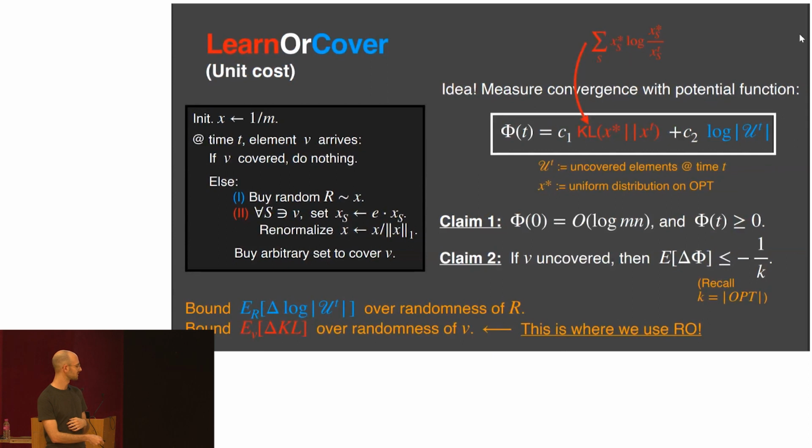Okay. And crucially, we're using the random order here, right? So this problem has a double log lower bound in adversarial order. You have to be using the random order.